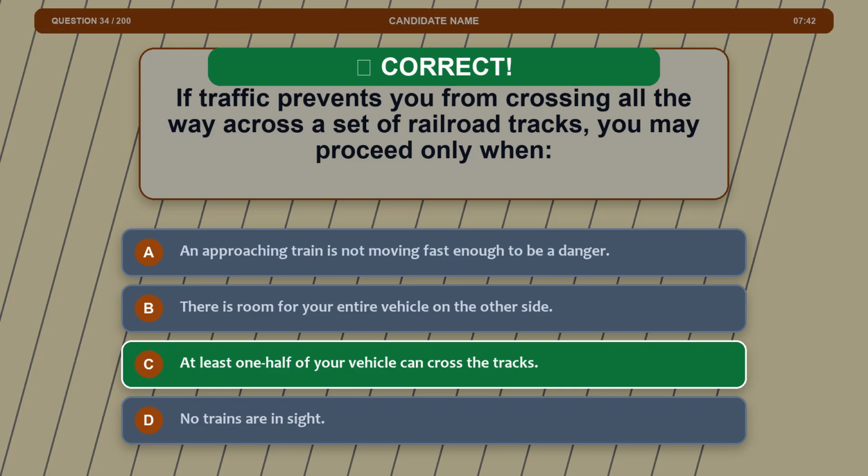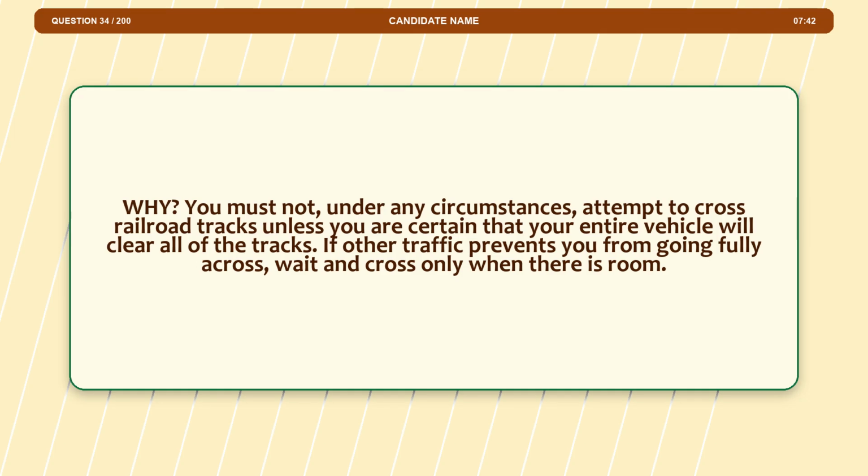The correct answer is option C. At least one half of your vehicle can cross the tracks. Explanation: you must not, under any circumstances, attempt to cross railroad tracks unless you are certain that your entire vehicle will clear all of the tracks. If other traffic prevents you from going fully across, wait and cross only when there is room.